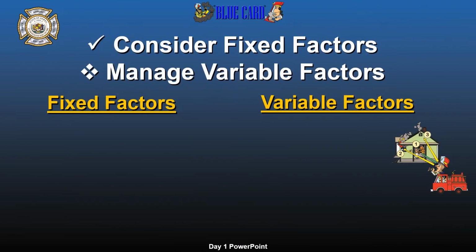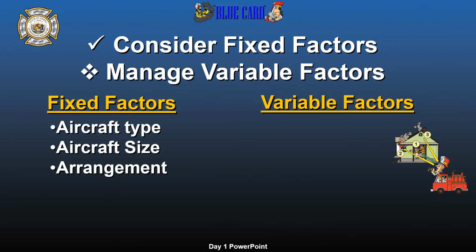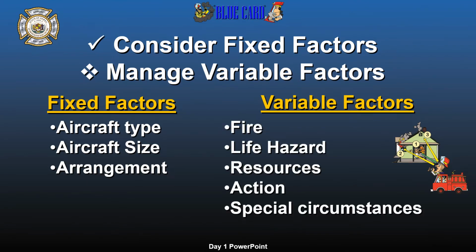Okay, fixed factors versus variable factors. We're going to be concentrating on the variable factors. The fixed factors are things that we cannot change, like the aircraft type and size and their arrangement. These things we have to just manage them and understand that we cannot affect that. The variable factors is where we're going to concentrate on: fire, life hazard, resource actions, and special circumstances.